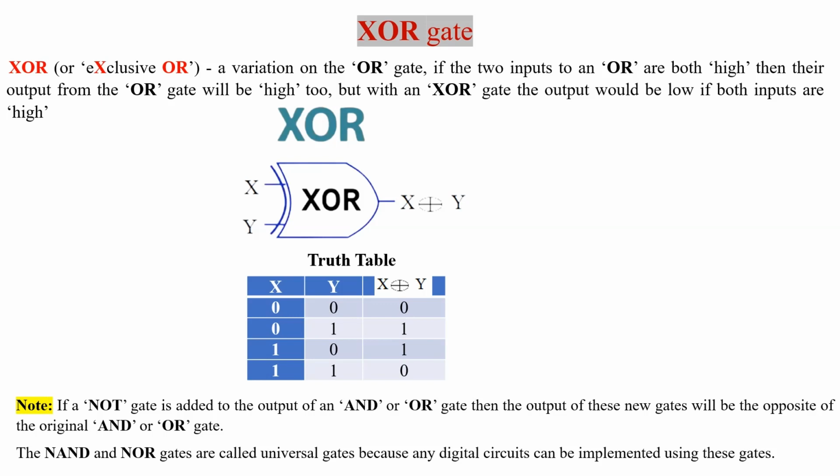NAND and NOR gates are called universal gates because any digital circuits can be implemented using these gates.